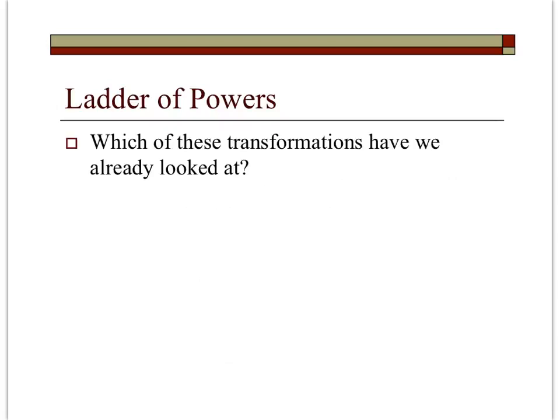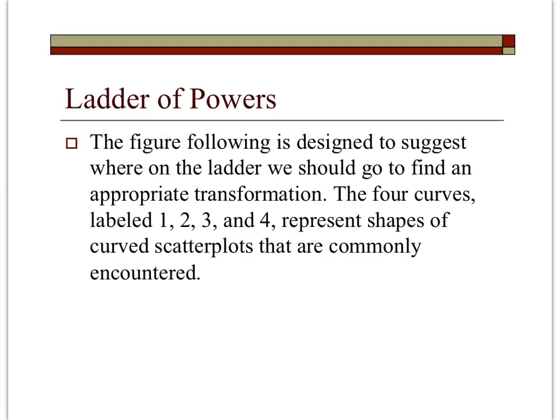So we've already looked at multiplying by something, like by 100. We've also looked at the square root of x as a transformation. Now we're going to take a look at what we have to do based on the look of the graph. There are going to be 4 basic shapes, and each of these curved scatter plots is going to tell you exactly what to try to transform your data into a straighter model.